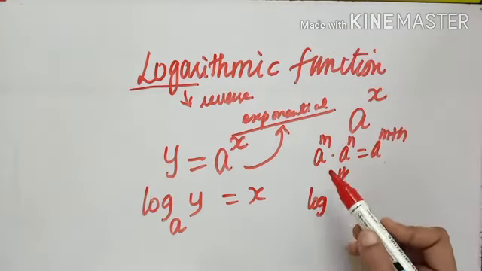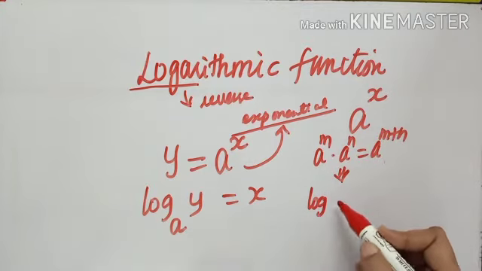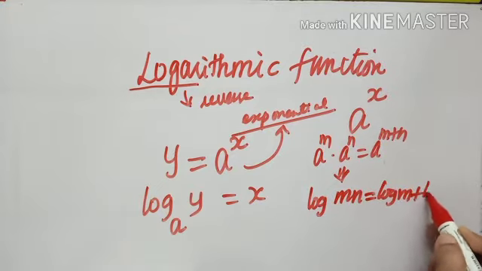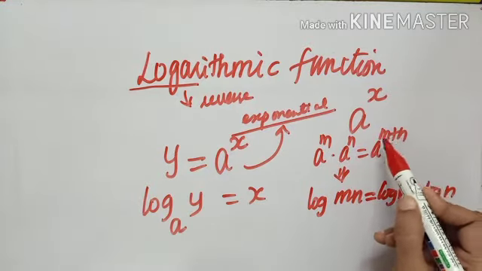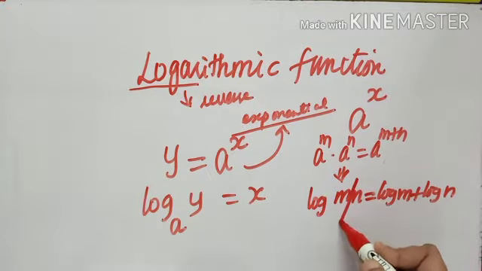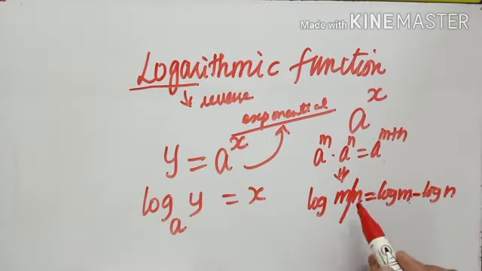In exponential we had a power m into a power n is a power m plus n. In logarithmic we have log mn equals log m plus log n. Remember, for the product, there we add the indices. Here for the product, we add the logarithms. Log mn becomes log m plus log n. Suppose it is log m by n, it will be log m minus log n. Product tells us add the logarithms and division tells us subtract the logarithms.